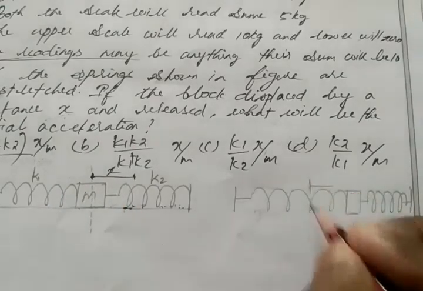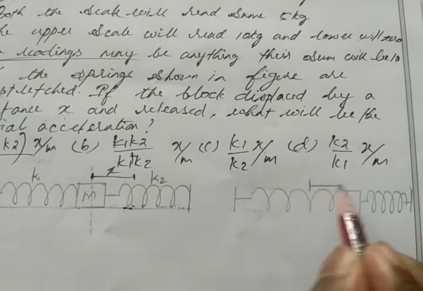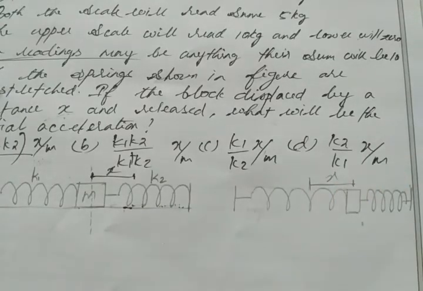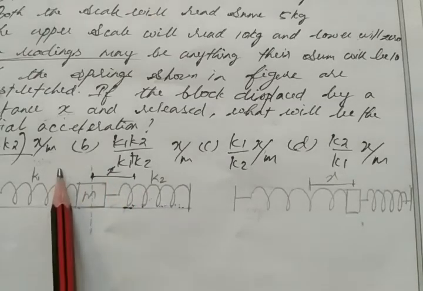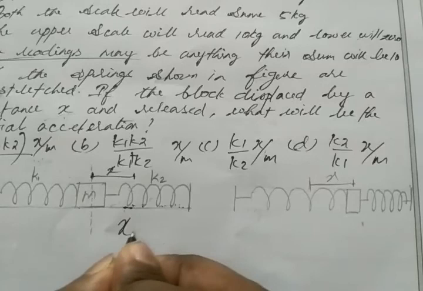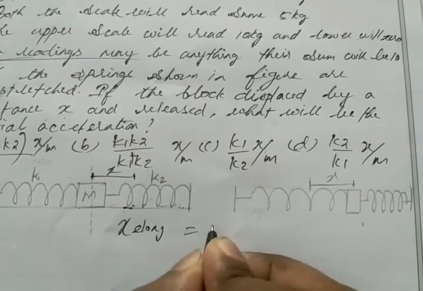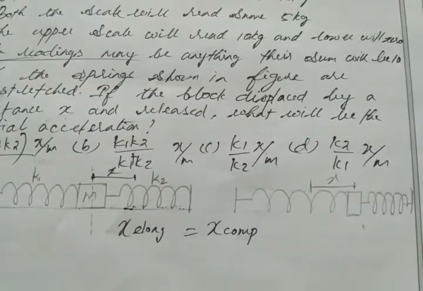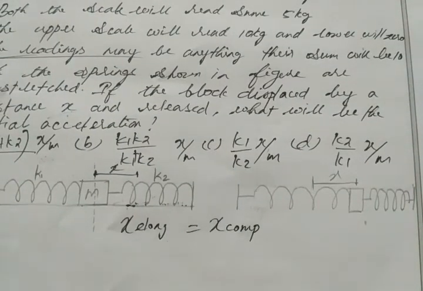Okay, so this is the initial position. Then after a certain time my mass has moved by x distance. So just think about it. The same amount of compression experienced by spring 2 is equal to the displacement of elongation experienced by spring 1, right? So x compressed will be equal to x elongated. Okay, so the displacement of elongation as well as the displacement of compression are both the same. Clear?